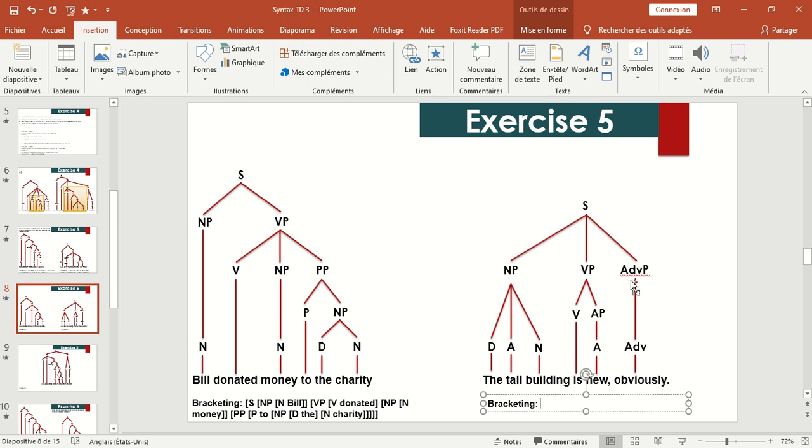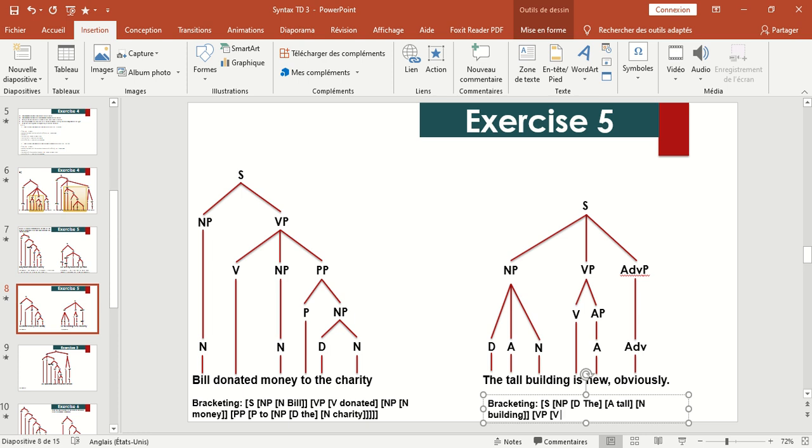First node is S. Inside S we have a noun phrase. Inside the noun phrase we have a determiner which is "the." Close the determiner. Then an adjective which is "tall." Close the adjective. Then a noun which is "building." Close the noun, and we need to close the noun phrase. Then we open the verb phrase.